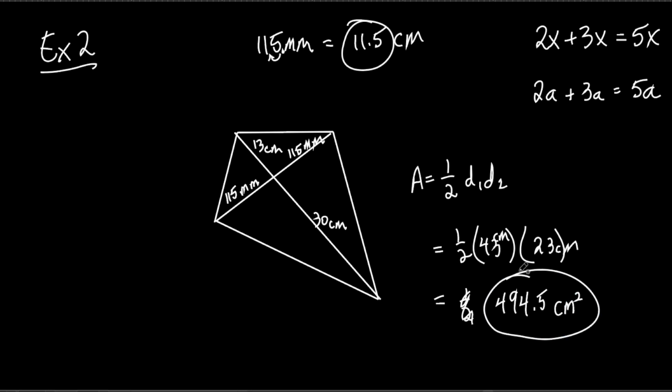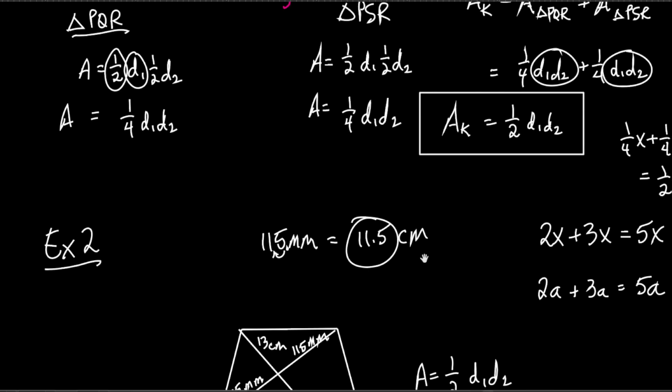So we have to do rhombus. I'll tell you right now, the area of a rhombus is exactly the same thing as the area of a kite. So the area of a rhombus is the exact same formula. I don't think we have to go through that.